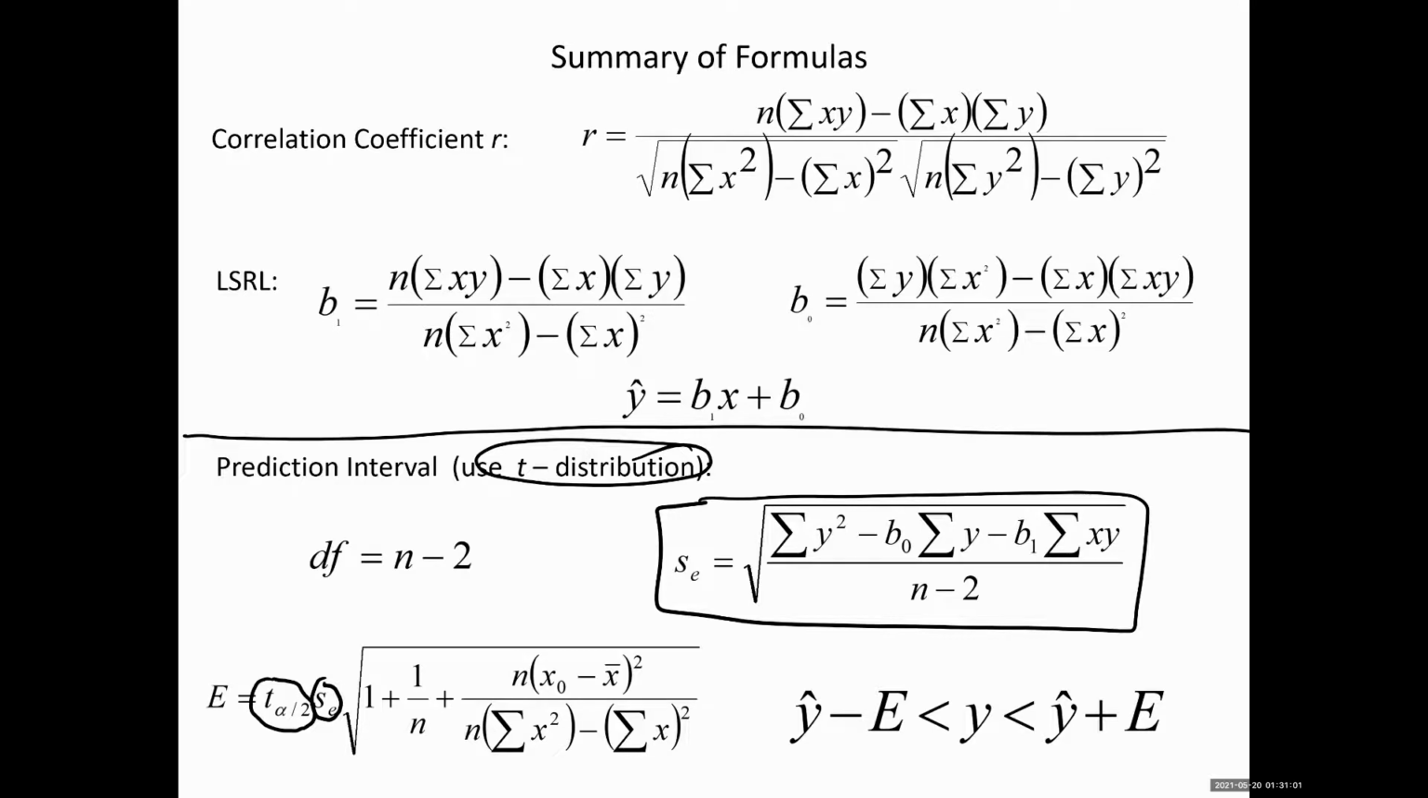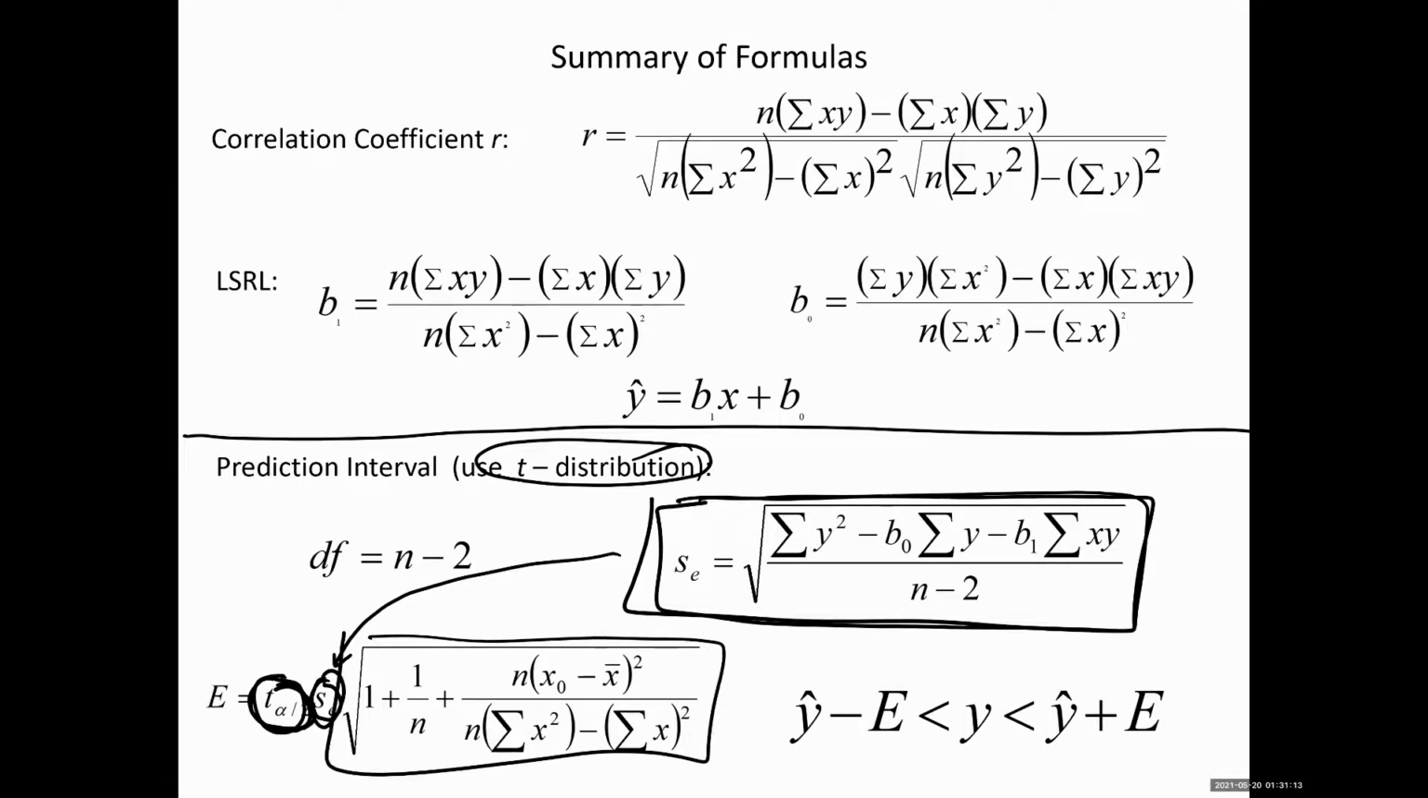But long story short, when you're calculating the margin of error, you're going to have to find T alpha over 2. You're going to have to find SE. You're going to put that over there. And then you multiply it all together. T alpha over 2 times SE times this root in any way. Then you have your margin of error. And then you add and subtract it from your y hat, and you got your interval.